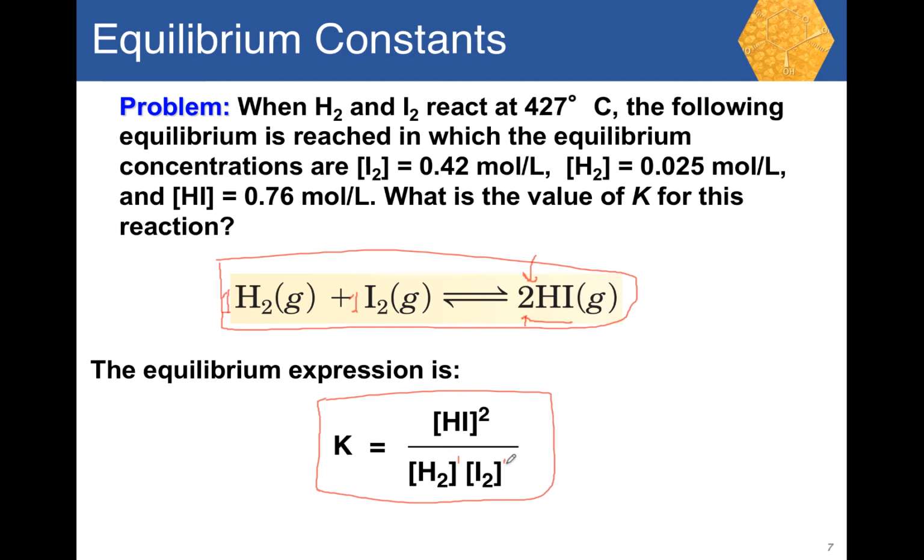What's given here are the equilibrium concentrations. So I2 is 0.42 moles per liter. That's this one.